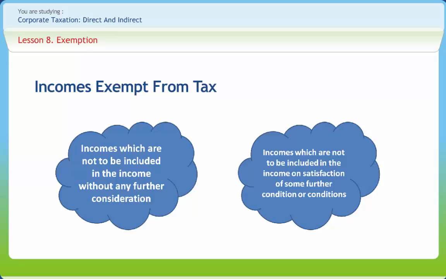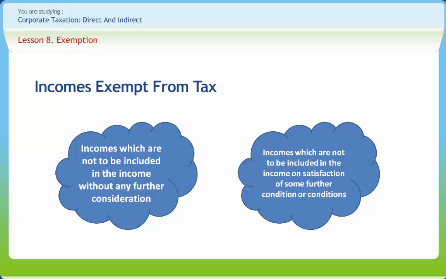Any scholarship granted to meet the cost of education, Section 10, Part 16. Interest by the central government or any state government or by any other body approved by the central government in this behalf, Section 10, 17A. Annual value of one palace occupied by a former ruler, Section 10, 19A.